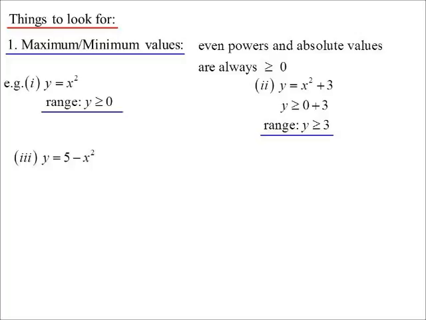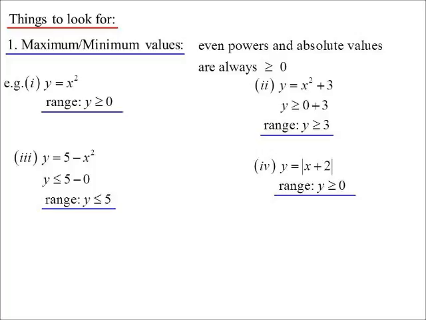5 minus x squared. The biggest x squared could ever be is 0. Because now it's negative. Always going to be a negative number. So y will always be less than, in this case, less than or equal to 5 minus 0, 5. And similar with absolute values. I mean, absolute values always have to be positive. So y is greater than or equal to 0. Yeah, okay, so the absolute value has to be positive. So that has to be greater than or equal to 0 minus 5. So we get negative 5.